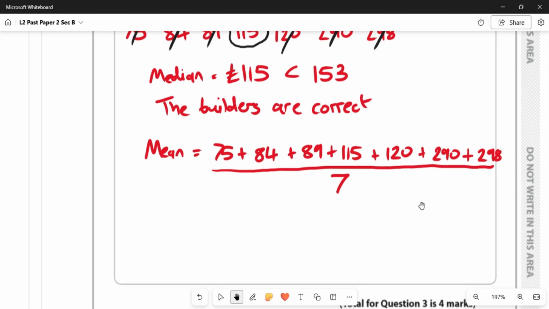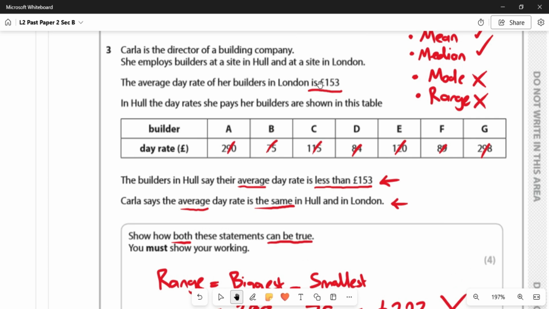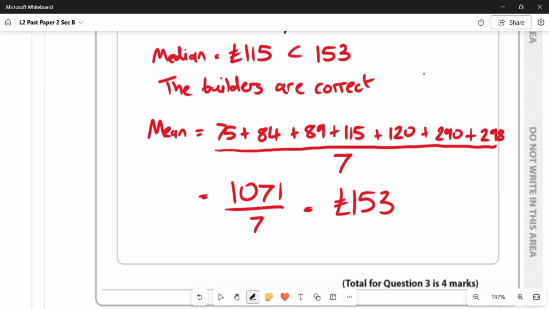Let's do the total first. So 75 plus 84 plus 89 plus 115 plus 120 plus 290 plus 298 equals 1071. Over 7. So if you divide that by 7, we do get exactly £153, which is what Carla said. She said it was the same as £153. So yes, there is your proof that Carla is correct.